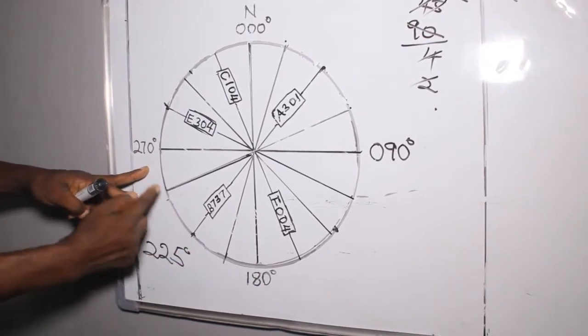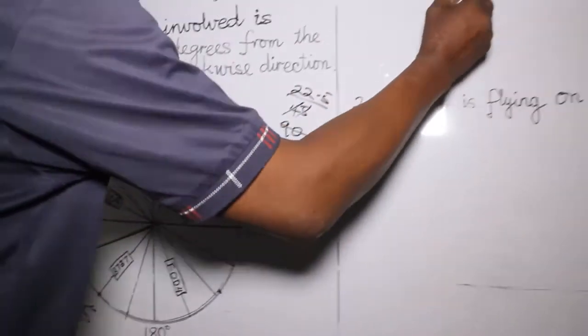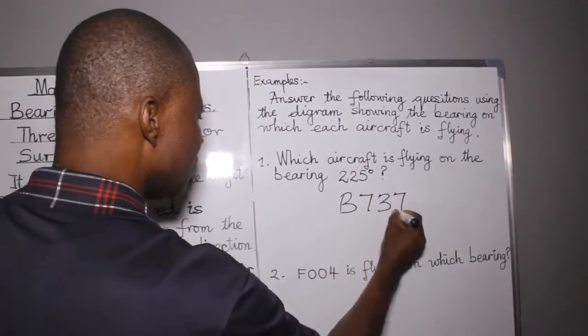And which plane is here? This is the plane. And that is B 737. And that's our answer.